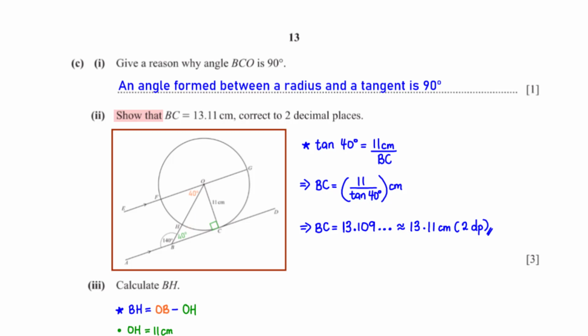Triangle BOC is a right-angled triangle. So to get BC, we can apply SOHCAHTOA. This gives us tan 40 degrees equals 11 centimeters over BC. When we make BC the subject, this is what we have. When we type this into the calculator, this is what we get, which is approximately 13.11 centimeters, rounded to 2 decimal places.